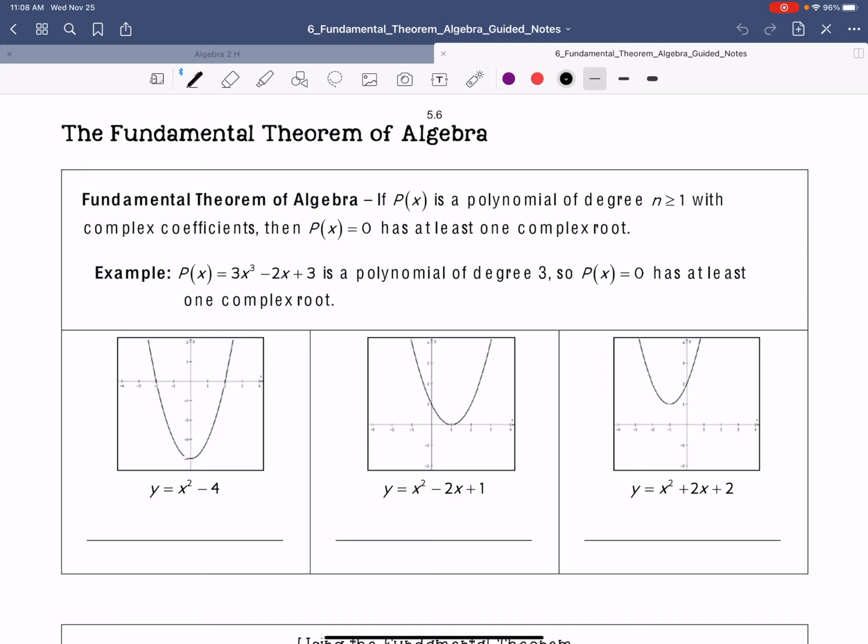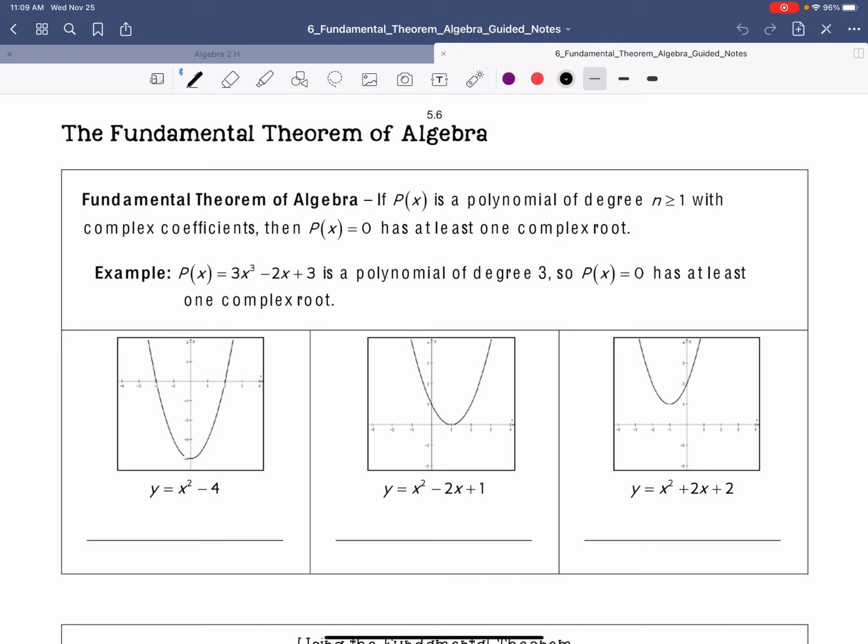Okay, so our example here is if I have this cubic function, it's a polynomial of degree 3. So p of x equals 0 has at least one complex root. Really what you need to know is, if the degree is 3, it's going to have 3 zeros. If the degree is 20, it's going to have 20 zeros. If the degree is 7, you're going to have 7 zeros. Yes, some of them are going to be imaginary, so they're going to have that complex imaginary portion. But it will have that many zeros no matter what, whether they're imaginary or all real.